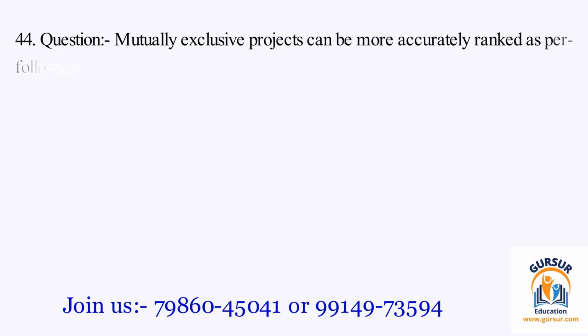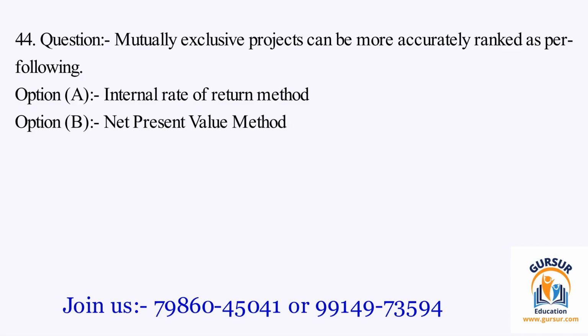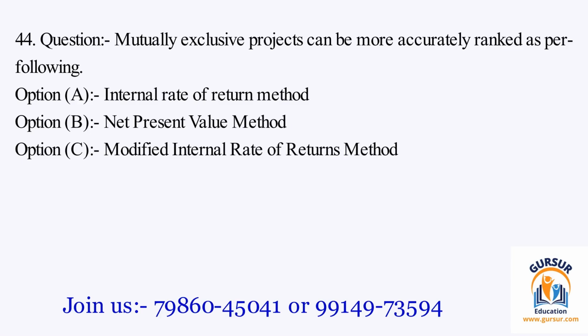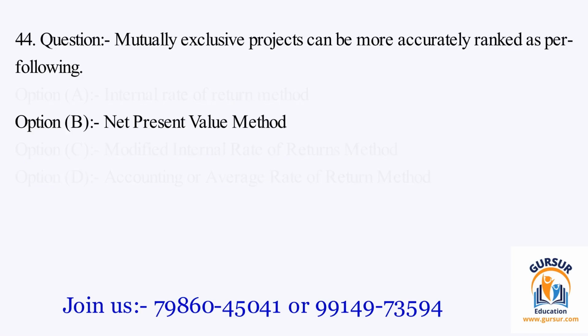Question number 44. Mutually exclusive projects can be more accurately ranked as per the following. The option A is internal rate of return method. The option B is net present value method. The option C is modified internal rate of return method. The option D is accounting or average rate of return method. The right answer of the question is option B, and that is net present value method.